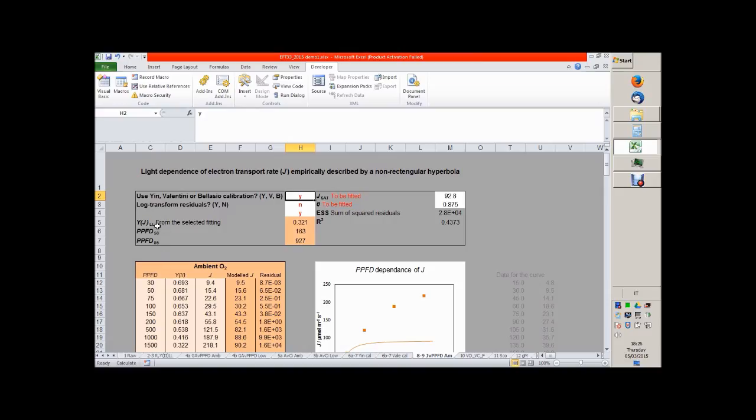This is not fitted concurrently in this sheet, but was previously derived with the Yin and the Valentini calibration in sheet 6A and 6B. The horizontal asymptote of the curve is J sat and is fitted here, and theta is the curvature of the fitted curve. To facilitate the interpretation of theta, the sheet calculates also PPFD 50, which is the light intensity which half saturates J.